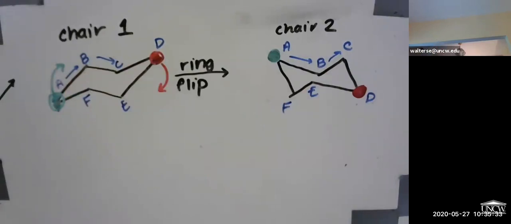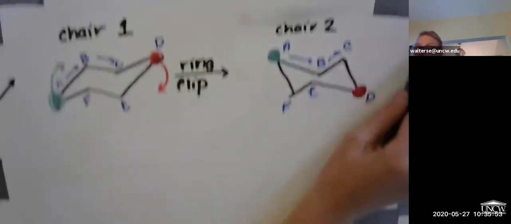Now, when you have groups on your rings, I'm only going to do a couple because I don't have a ton of colors. You have positions along the ring. Okay. So I'm going to erase these and just draw one big cyclohexane.